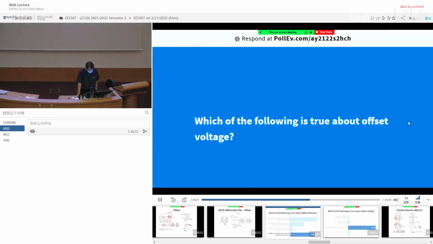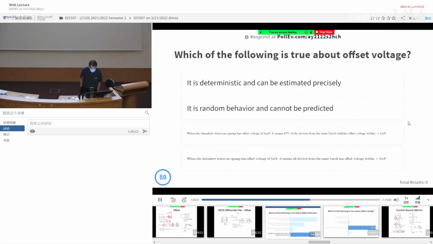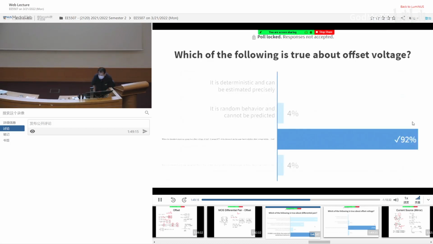Okay, which of the following is true about the offset voltage? I don't know why the font is like that. Never mind, you can see it, right? Can you see it? Okay, good. A lot of you get it right.